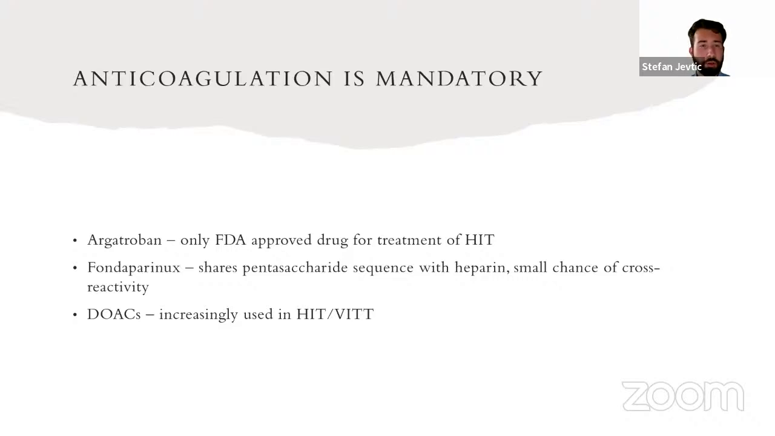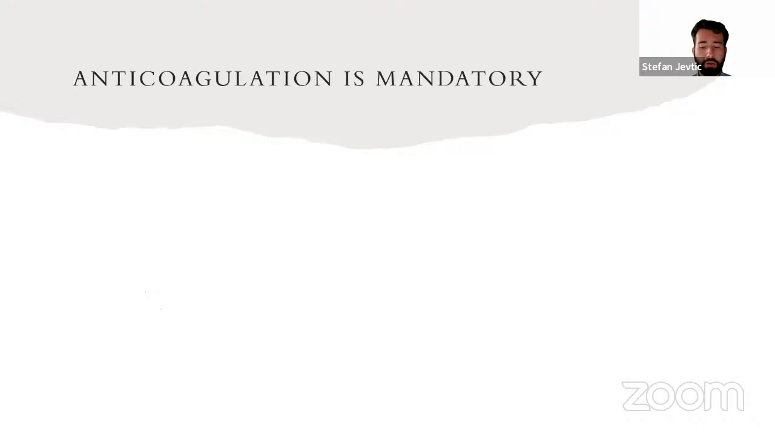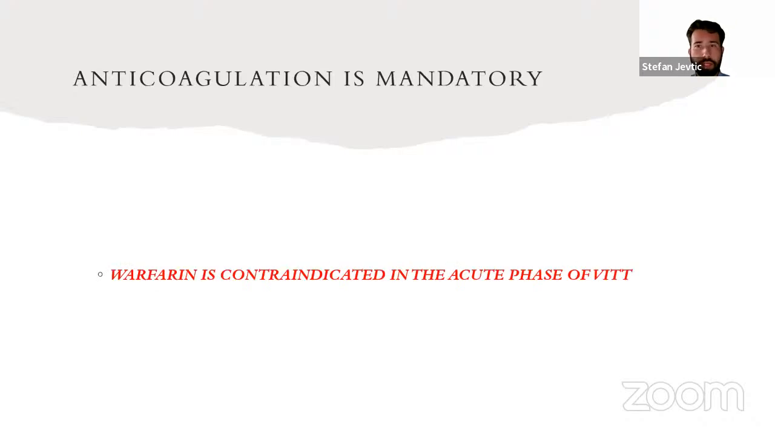The important thing to note about anticoagulation is that warfarin is contraindicated in the acute phase of VITT and any of the anti-PF4 syndromes. The reason for this is that it can precipitate a DIC and procoagulant phenotype due to the imbalance of your protein C and S with your other coagulation factors. Although it can be used chronically after the acute phase of an anti-PF4 syndrome, or for long-term maintenance, it is generally contraindicated acutely.